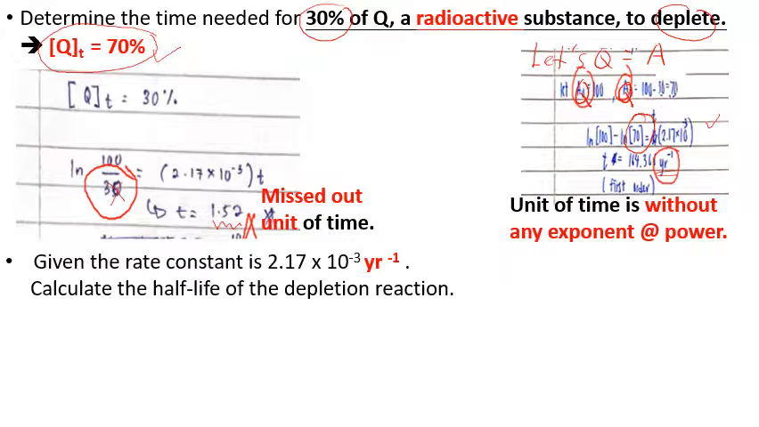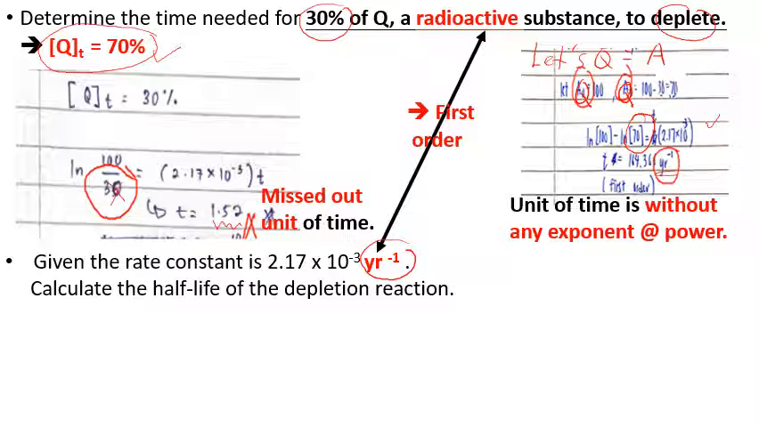Okay, second part of the question, you are given the rate constant with the unit per year, and also the question above says radioactive. So with these two indicators, we know that Q undergoes a first order reaction.